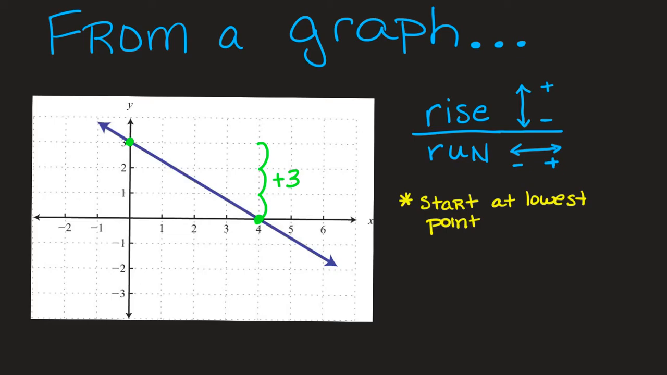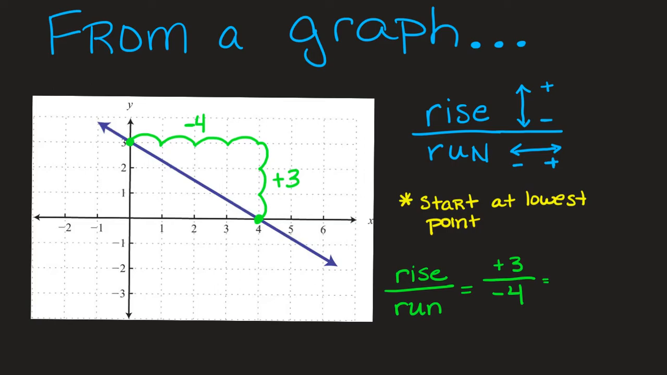All right, so now I went up 3, and now I'm going to go left to get to the other point. So 1, 2, 3, 4. I went 4 units to the left. That means I went -4. So my rise over run equals the rise of +3 over -4 for my run.